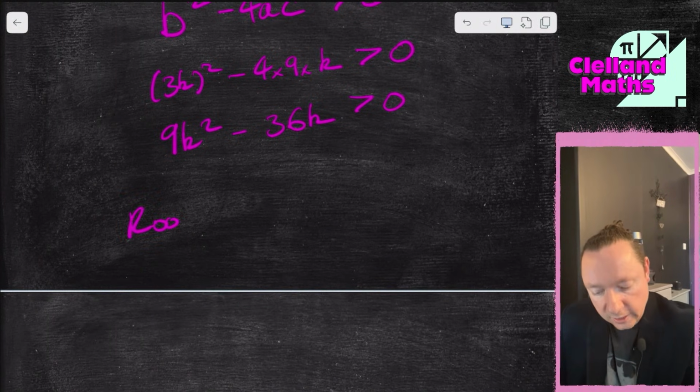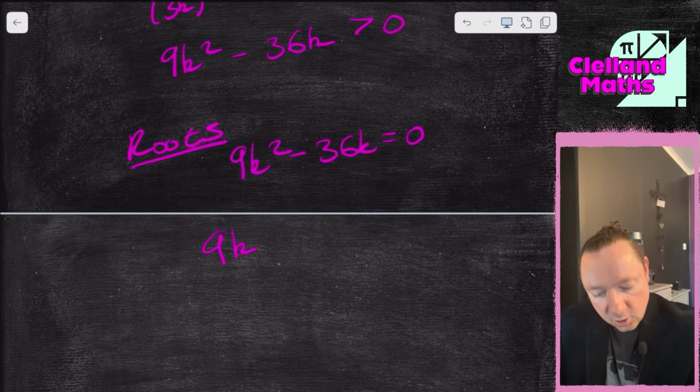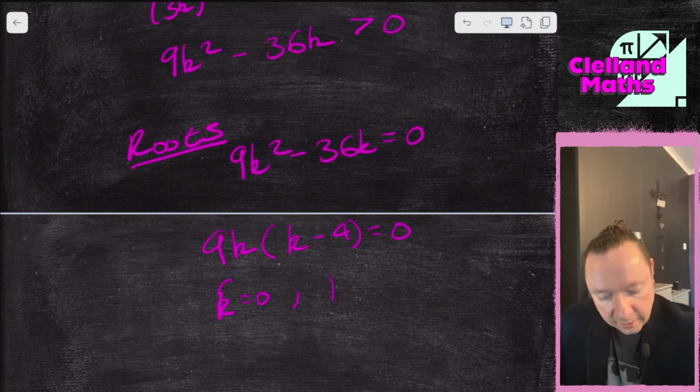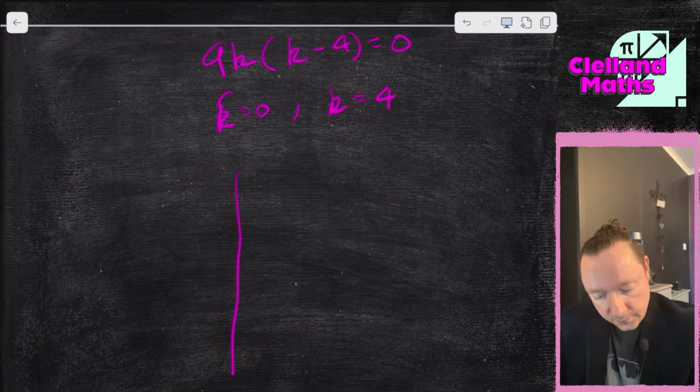It's just a quadratic inequality. And that gives me 9k squared minus 36k equals 0. 9k is a common factor to give k minus 4. So k is 0 from the first place, and k is 4.